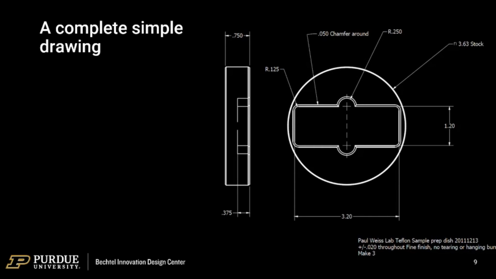And then I describe the pocket. I use some center lines, set up the radiuses, give them all the additional dimensions. Down on the bottom, I tell them where it's coming from, what it's supposed to be made out of, what it's called, what the date is, what my general tolerances are. And then because it's Teflon, it likes to tear. I tell them I need it all to be smooth, so to be conscious of that. And I want 3 of them.